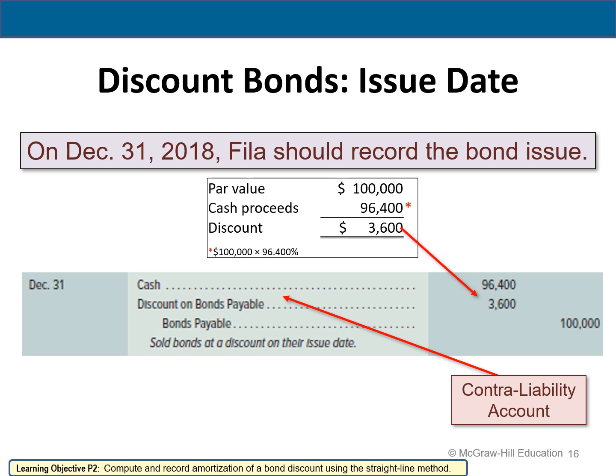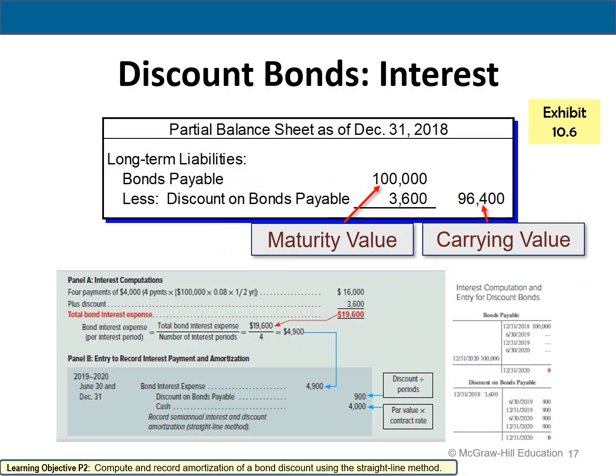And that contra liability account is where the difference between the cash you get and the bond value, or the par value, gets recorded. Okay? So when you have a discount on a bond, the way that it's presented on the balance sheet is you have bonds payable, less discount on bonds payable for the net carrying value. So it's kind of similar to accumulated depreciation, where you've got the cost of your fixed asset less your accumulated depreciation, which is your contra asset account. Bonds are the same idea, just on the liability side. Okay.